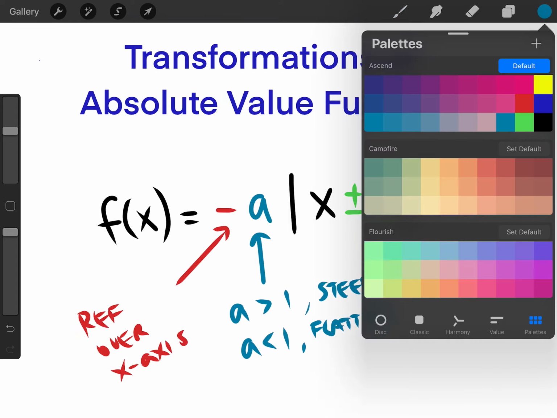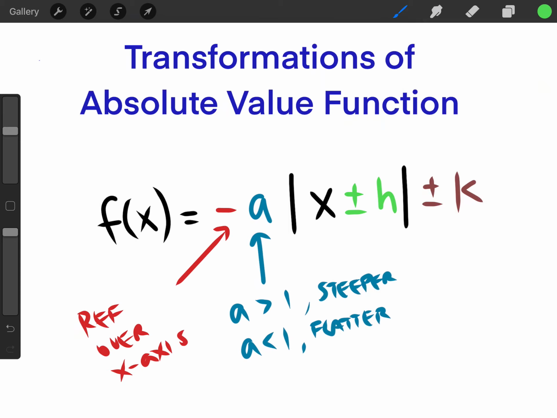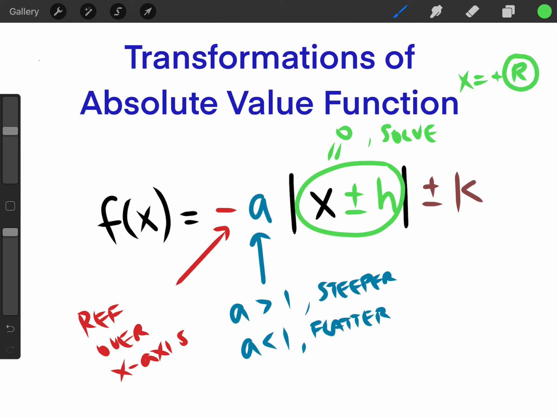All right, so here comes the most important or interesting concept: you have to set this inside the bracket, in this case an absolute value function, equal to 0, and then you solve it. If x is equal to a positive number, it's going to go right. If x is equal to a negative number, it's going to go left.